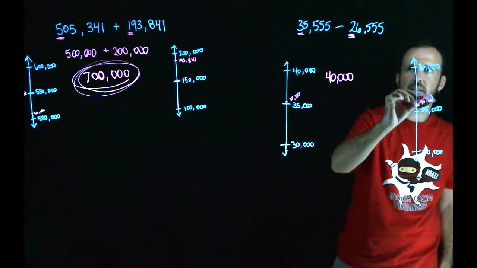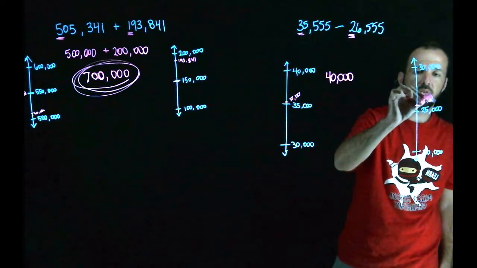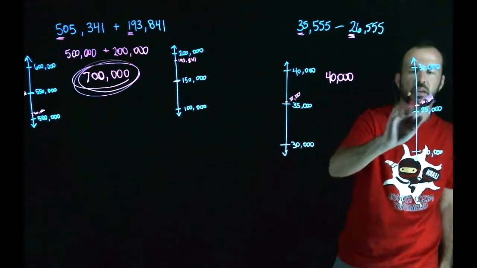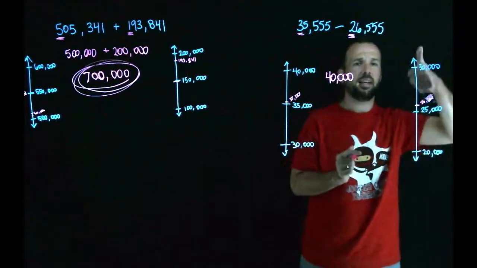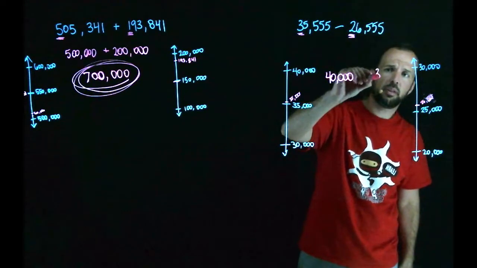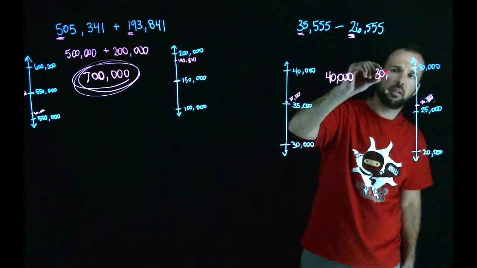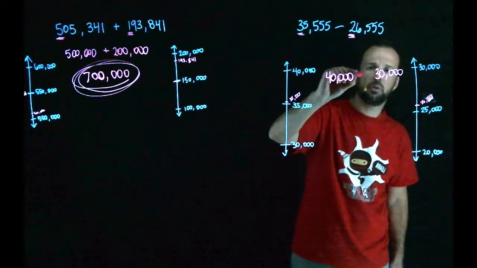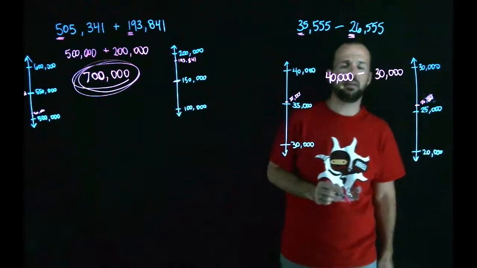Sorry, that should be 26,555. Hopefully you guys can see that okay. All right. So this guy as well is going to round up. So I could round him up to 30,000. Perfect. So now I could subtract these two numbers.